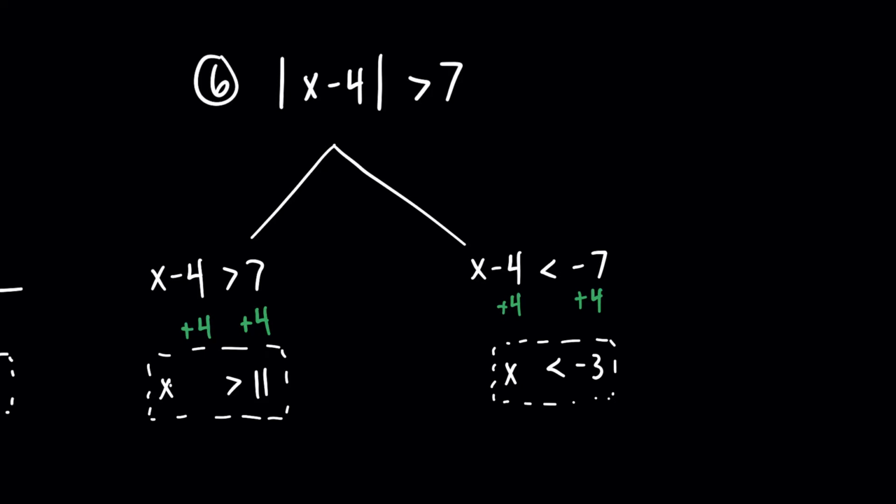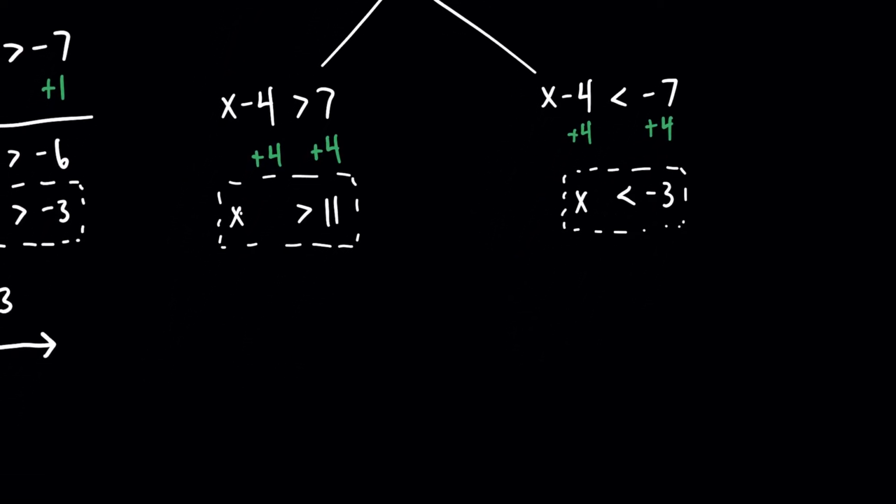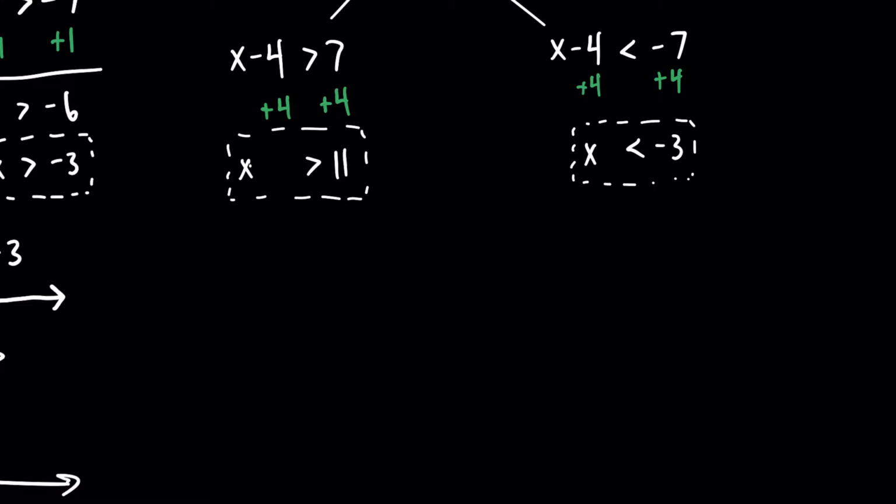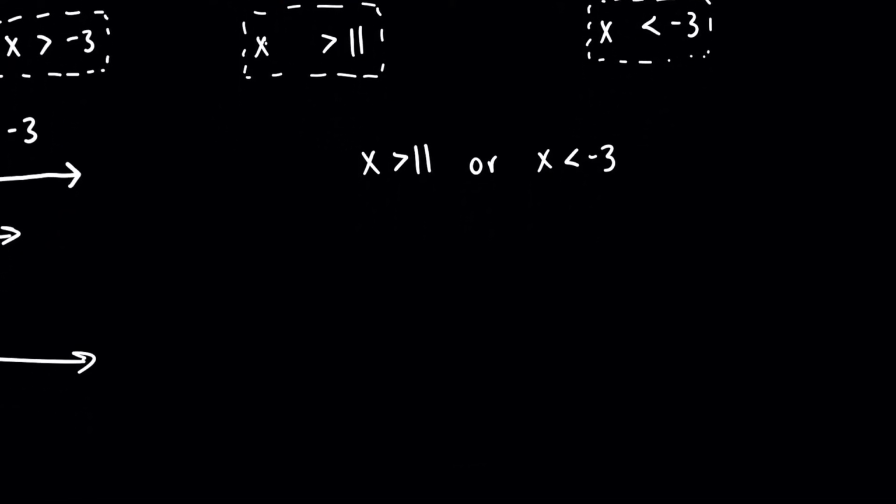And so now we've got a couple inequalities. This is going to take an or instead of an and. So what we're going to say here is that x is greater than 11 or x is less than -3. And I'll walk you through why that is in just a minute. But let's actually go ahead and graph this. So we're looking at the graph of x is greater than 11 or x is less than -3. So we only need one of those conditions to be true.